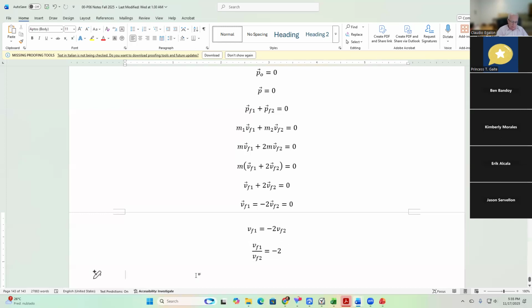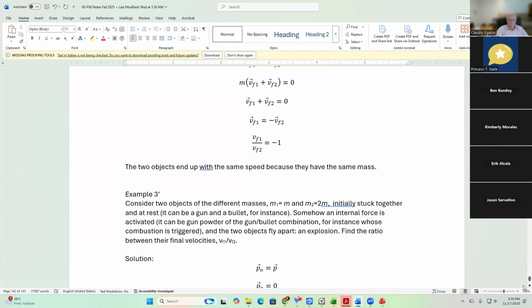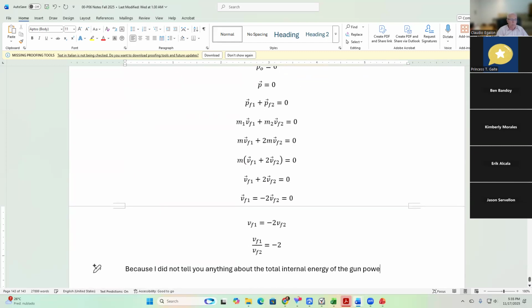Like I said, because I did not tell you anything about the total internal energy of the gunpowder, we could not calculate the numerical value of the velocity, right?